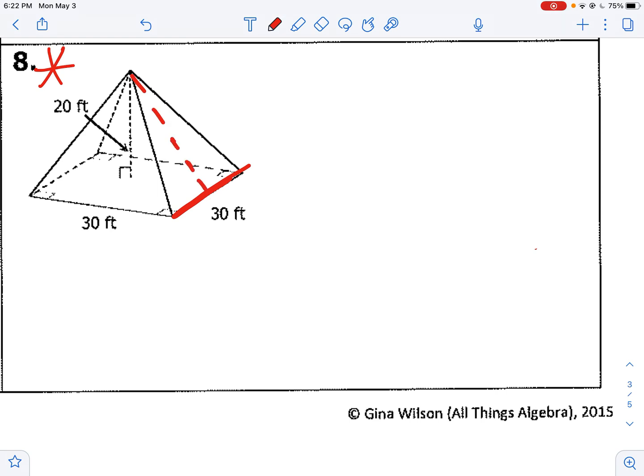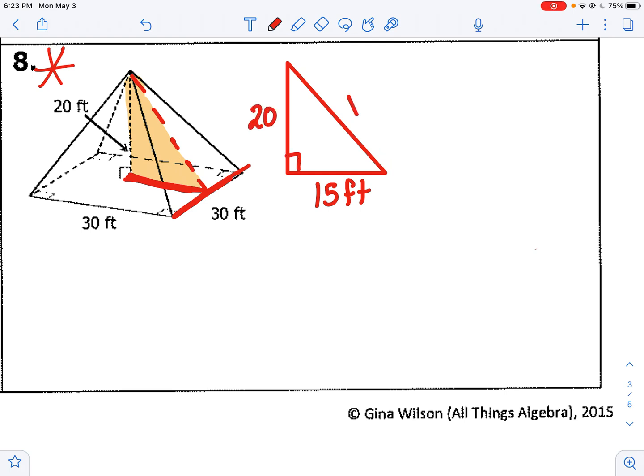Well, what I can do is I can split this up in my head into a nice right triangle, kind of floating in space there. So we've got this right triangle, and it only goes halfway across from the center of the pyramid to the edge. So instead of going 30 feet, it will go 15 feet along the base. We know our height is 20, and I want to find the slant height of this pyramid.